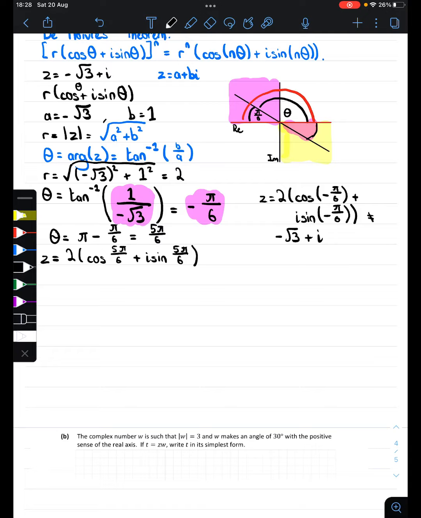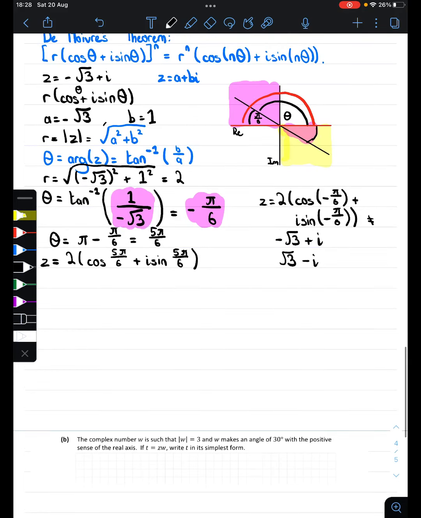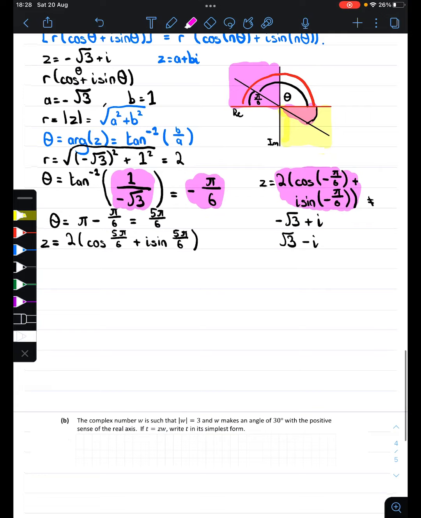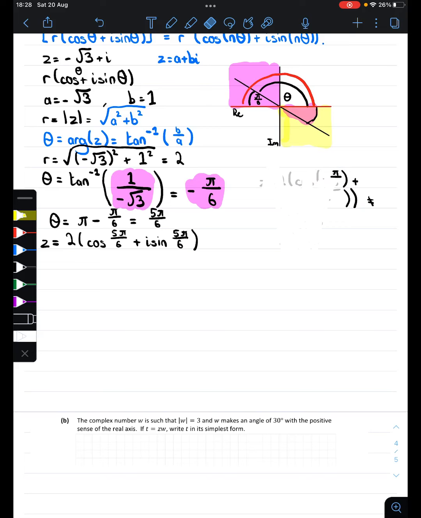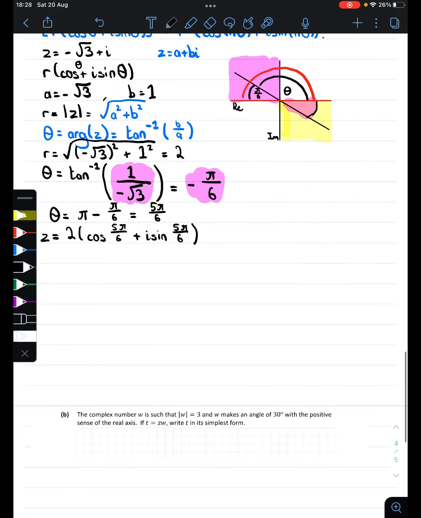You wouldn't get that. You would get root 3 minus I. So multiplying these out, when you get some answer here, multiplying out to see if you got what you know it should be is always a good idea. So that might be where you notice that there was a mistake somewhere. And if you want to verify this yourself, and you always should, multiply this out, and you should get what we know z to be.